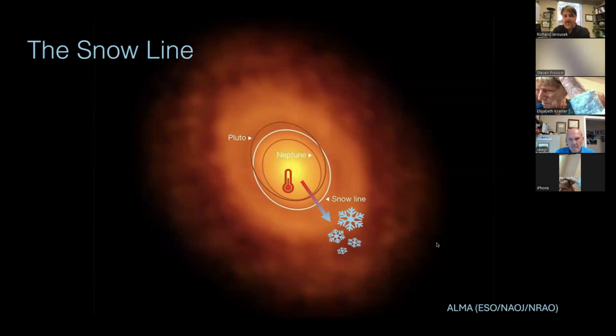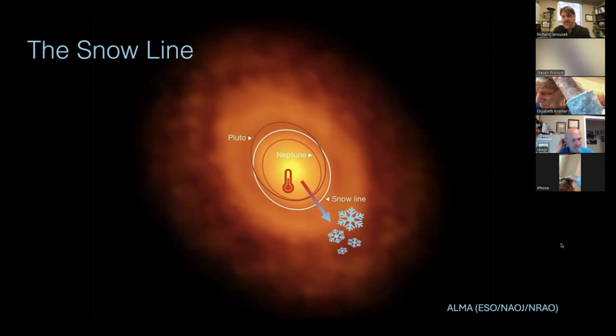Okay, so what do I mean by ices? I mean things like water, H2O, methane, CH4, and ammonia, NH3. Those things will condense into ices, but only where the temperature is low enough for that to happen. And we call that line, from the center of the solar system, that circle, the snow line. Inside of the snow line, all those things are gases. And outside of the snow line, they are solids. They condense into small solids.